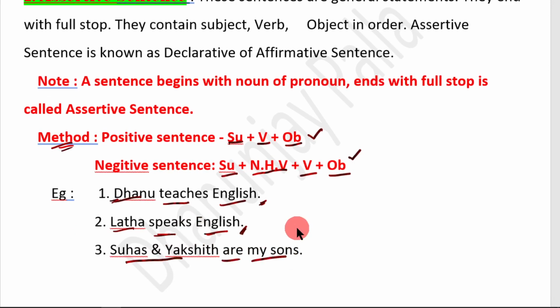This is the subject verb object. Okay, this formula belongs to assertive sentence. So the sentence belongs to assertive sentence. This sentence begins with the subject and ends with the full stop. Every sentence begins with the capital letter. You remember it very carefully.